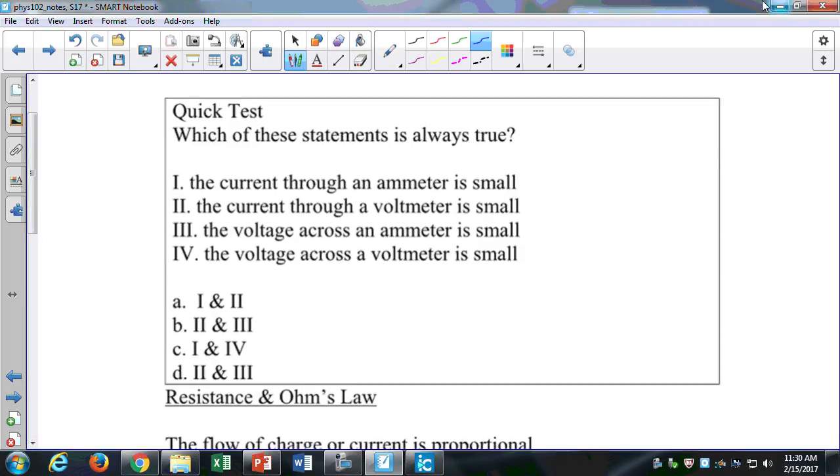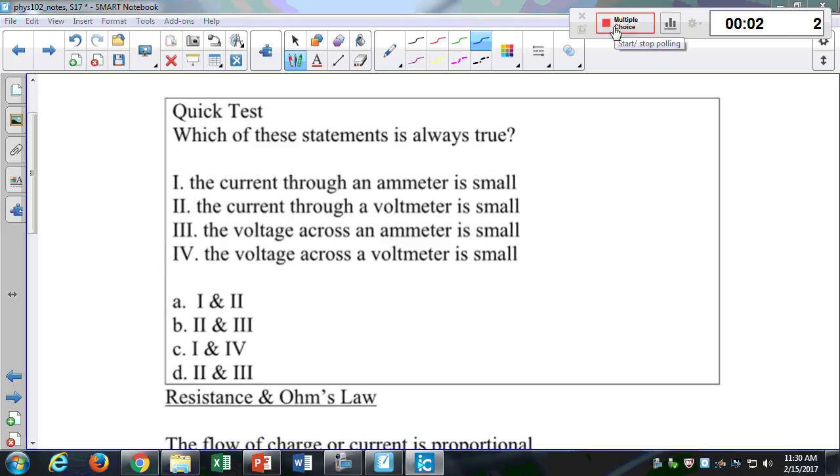Which of these statements is always true? This is a little more complicated. Think about it. Is the current through an ammeter or voltmeter small? Is the voltage across an ammeter or voltmeter small? Some of these might be sometimes true, but some of these, 2 of them anyway, are always true. So which of these statements are always true?